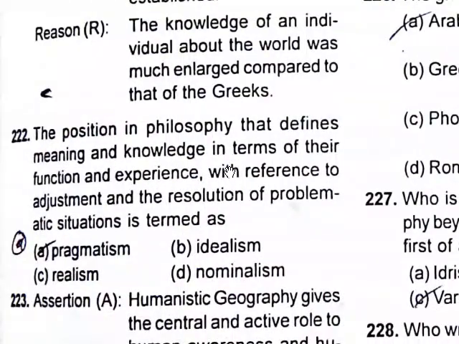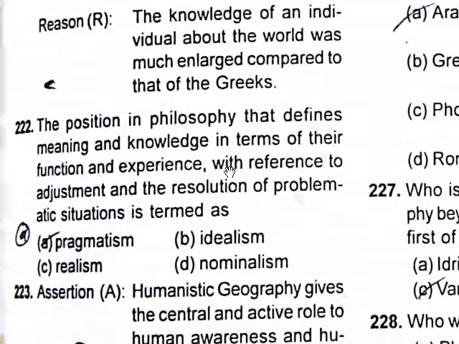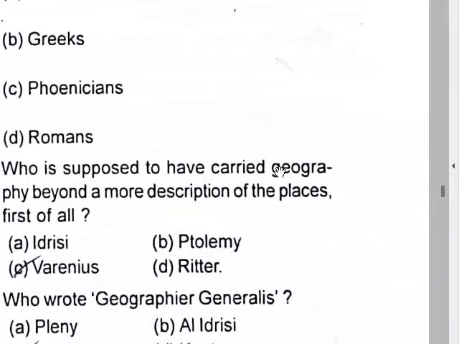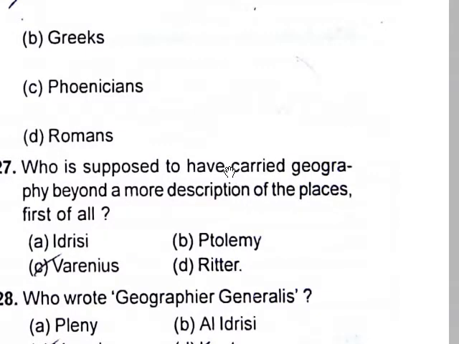So the position of philosophy that defines meanings and knowledge in terms of their function and experience, with reference to adjustment and the resolution of problematic situations, is termed as pragmatism, which is supposed to have carried geography beyond a mere description of the places.